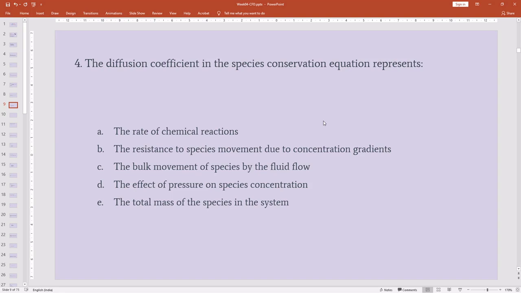When we are doing simulations, after doing the simulation we need to physically interpret our results. Suppose we are getting some values, or we have to give some values for the simulation, then we should know what the physical meaning is. So this is such a question. What is the diffusion coefficient? What does that particular term in the species conservation equation represent? You can inbox your answers.